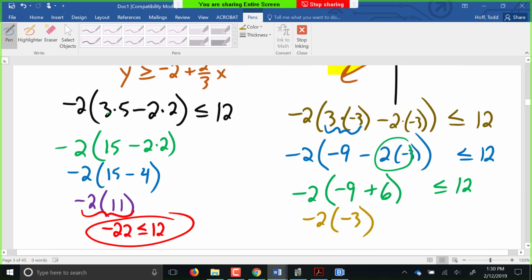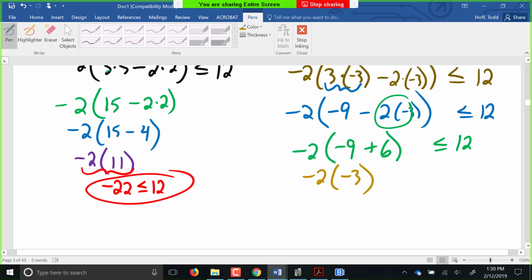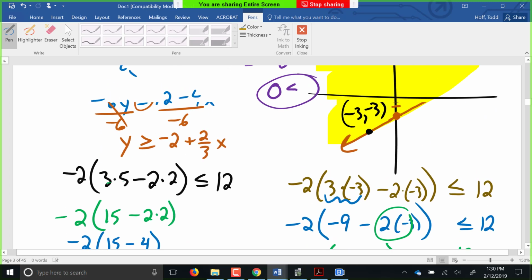Oh, I know what I did wrong. That's okay. So anyway, that point wasn't on the line. Negative 2 times negative 3 is 6. Is 6 less than or equal to 12? Yeah, so it is obviously true. That point was actually slightly above the line. The point that's actually exactly on the line would be (-3, -4).